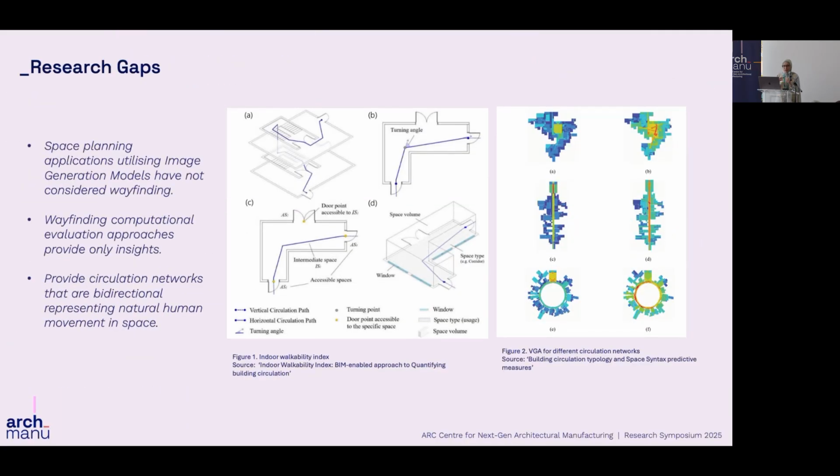The research gaps when it comes to using computation for metrics such as circulation and wayfinding is that most of what is out there is simply giving you an index or an insight of how a plan performs in this area. And this is kind of good, but not good enough because it doesn't really point out to you where the problems are. It doesn't really give you a direction of how you can improve.